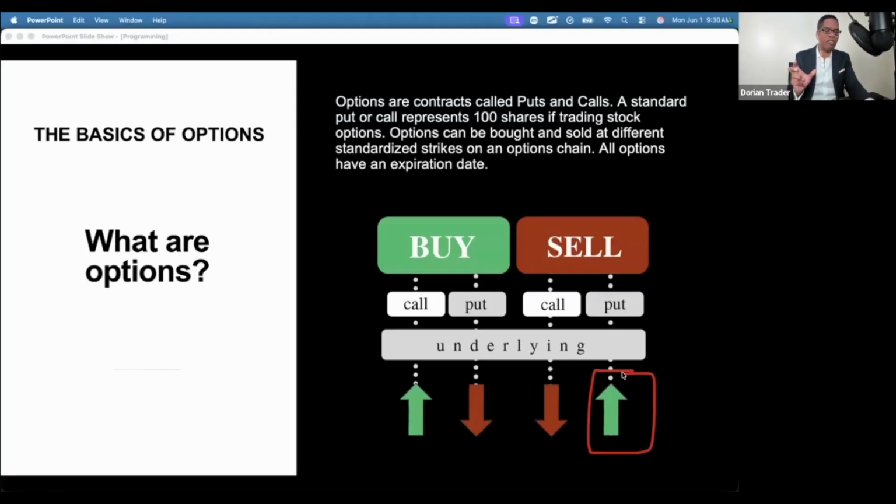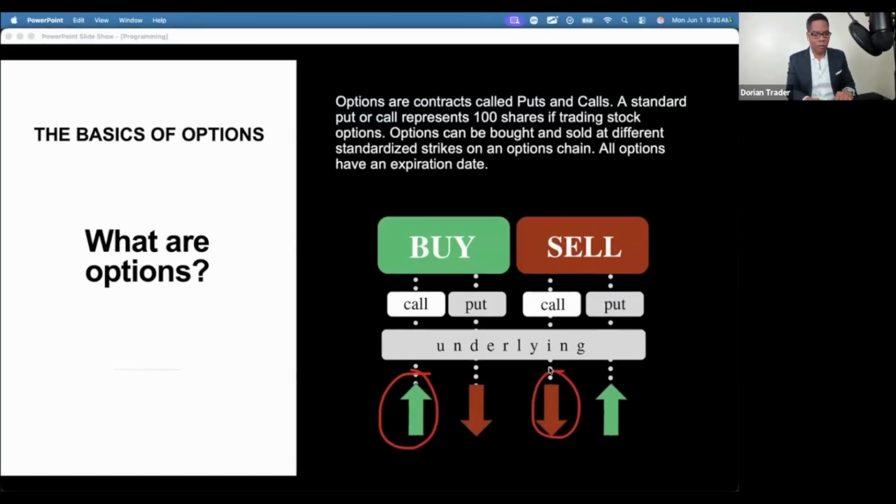This is one of the most conservative ways to sell options, is to sell what is called a cash secured put. That is being bullish. So you can be bullish or bearish using only a call. You're bullish if you're buying a call, and you are bearish if you're selling a call. You can be bullish or bearish using only a put. You're bearish if you're buying a put, and you're bullish if you're selling the put.